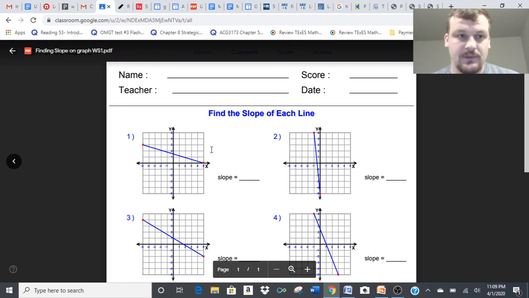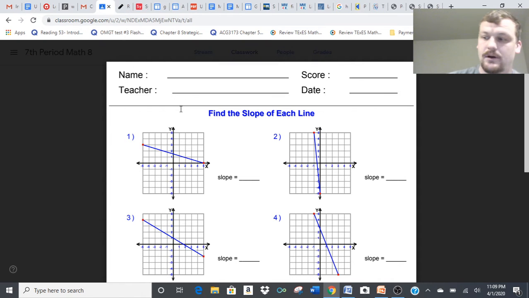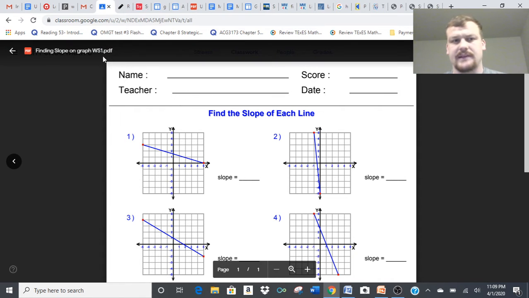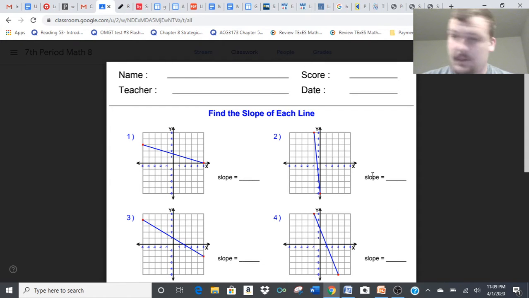I want to go over some of the worksheet. This is finding slope on graph WS1, which is like the second worksheet that I put in there. If you have any questions, don't hesitate to email me, comment on Google Classroom, whatever.